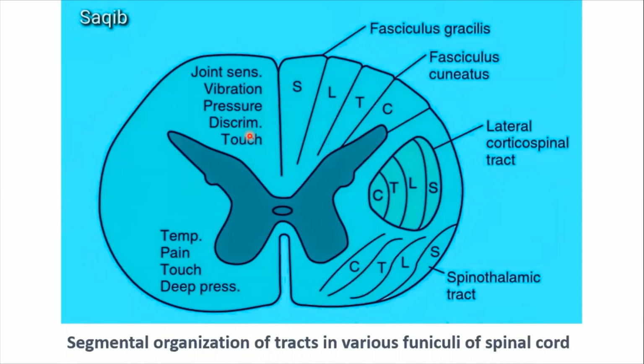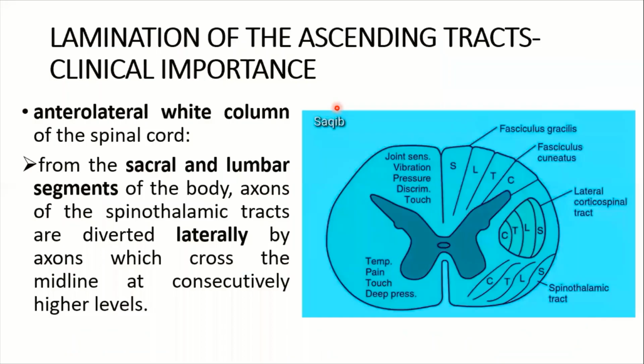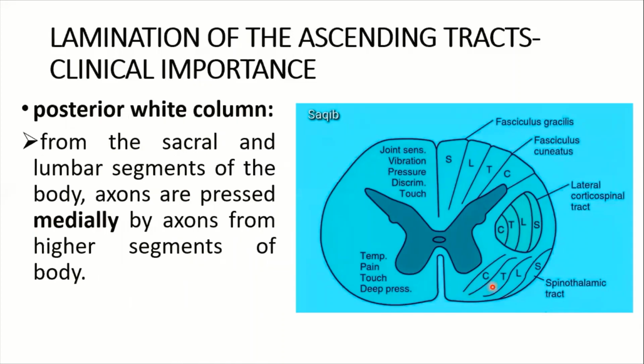So how is this lamination produced? A very brief discussion, and what is the clinical relevance and importance of these laminations. Here you could see the anterolateral white column. Producing laminations from the sacral and lumbar segments, axons of the spinothalamic tracts are diverted laterally by axons which cross the midline at consecutively higher levels, right? So this is producing a lamination.